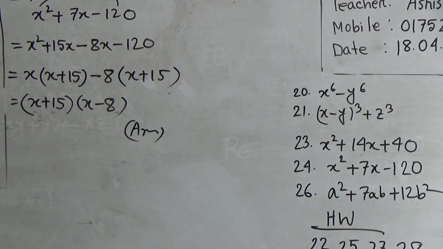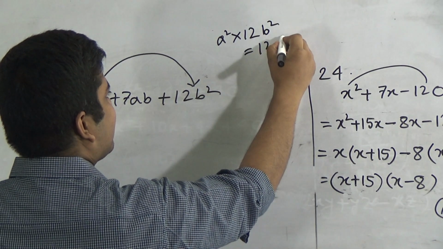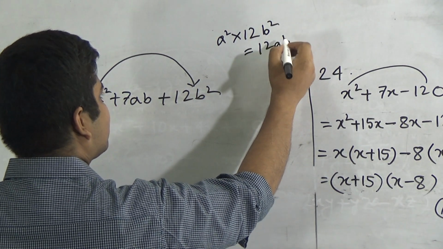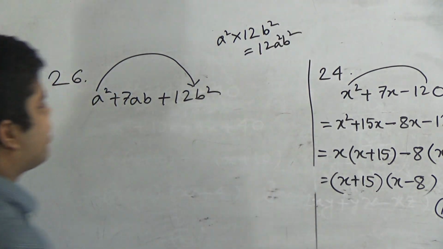So right here 26 number question, which is a square plus 7ab plus 12b square. Dear student, first of all we multiply the first term with the last term. That means here a square multiplied by 12b square, and we get 12a square b square.